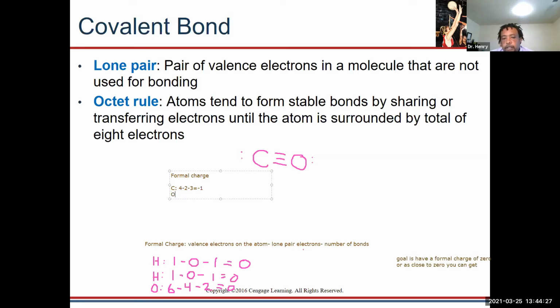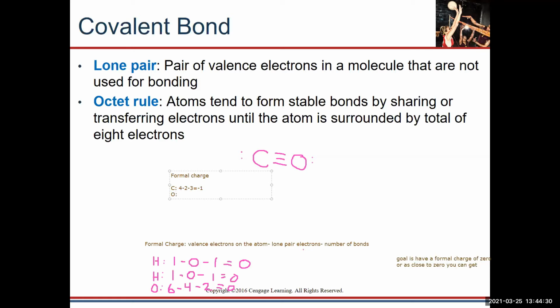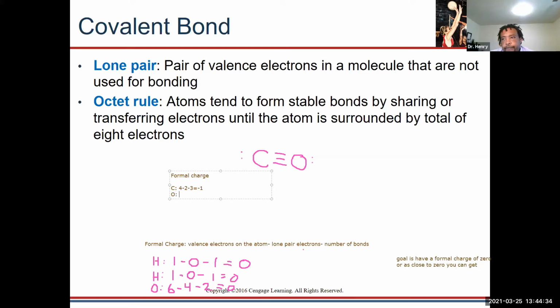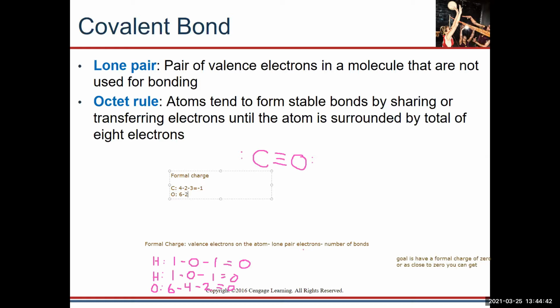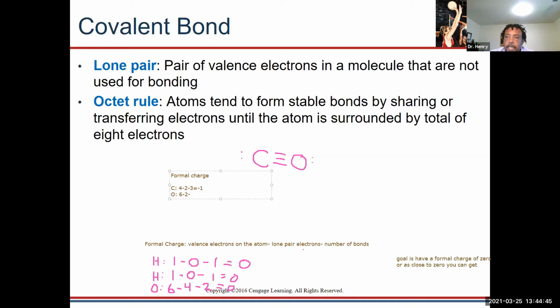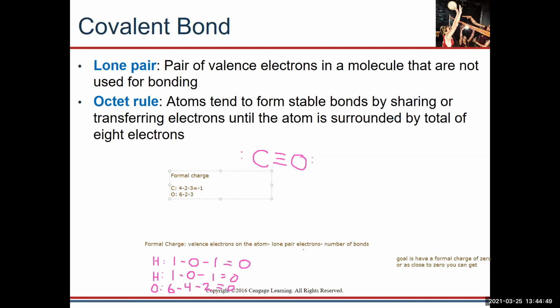Okay. Oxygen. How many valence electrons does that guy have? 6. How many lone pair electrons does it have? 2. And then how many bonds does it have? 3. So then that's going to be a +1.